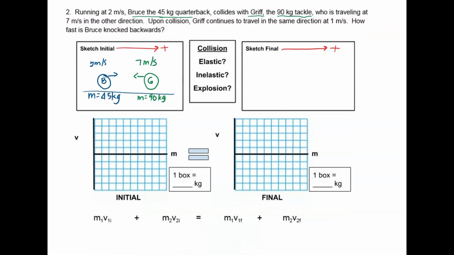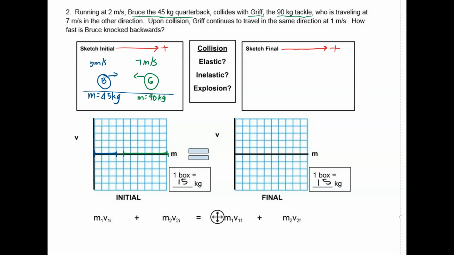So when we graph that, I'm going to go ahead and say that each of these boxes are worth 15 kilograms. So let's see, Bruce is 15, 30, 45. So this will be Bruce's line. And Griff will have 1, 2, 3, 4, 5, 6 lines. So this will be Griff's line.